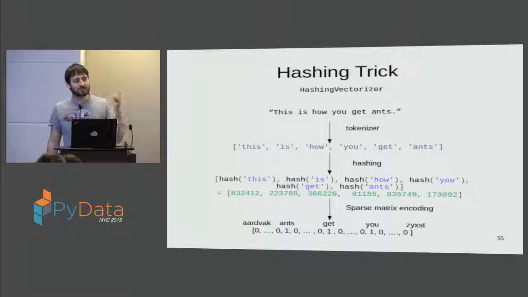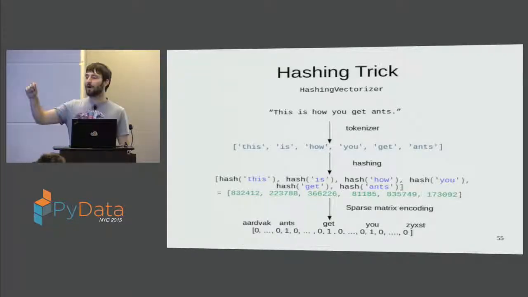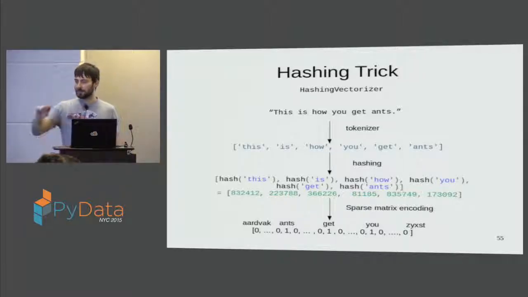And then you use this number that you get. So let's say for this, I actually ran it, you get the number 832,412. And for "is," you get a different number. And you use these as index into your sparse matrix, and you count how often each of these numbers appear. So if you see this, you look at the point 832,412 and add one entry. If you see this again, you add it again. And this way, you don't have to have a vocabulary, and you can just do this in an online fashion.